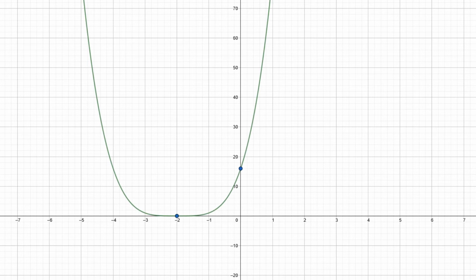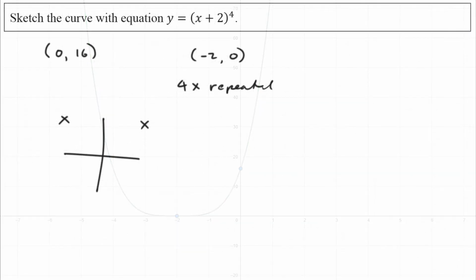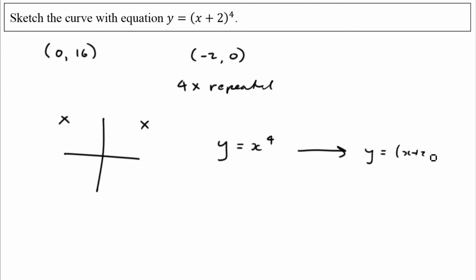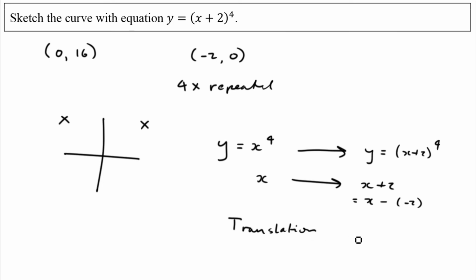So plotting our intersection points, we will have a curve which looks like this. How can we be so confident that that is the curve we are going to get? Well, if we began with the y equals x to the 4 curve, which was the first example we looked at, how could we get from that the curve y is x plus 2 to the 4? X has been replaced by x plus 2, which is the same thing as x subtract -2. So therefore our transformation work tells us that what we have is a translation of the original curve by -2, 0.